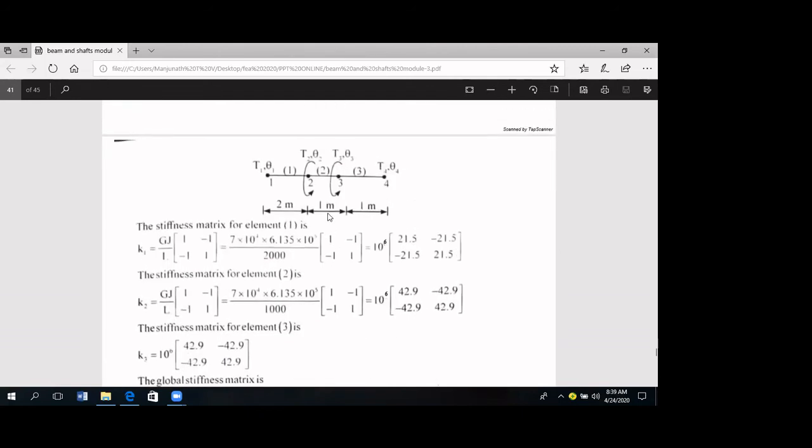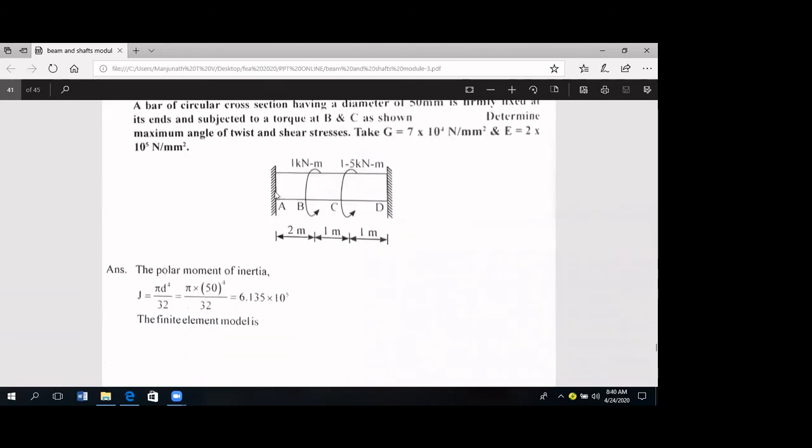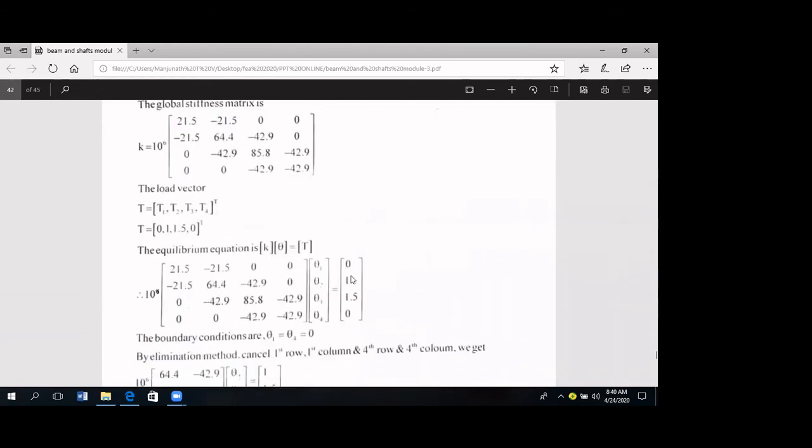Load vector means at node number 2 there is a torque T2, at node number 3 there is a torque T3, but at node number 1 and node number 4 there are no values given in the problem. You can see here it is fixed only, no torque is applied. So the load vector for this is T1 0, T2 1, T3 1.5, T4 0. Okay, only the torque is applied at node number 2 and node number 3, so T2 is 1 and T3 is 1.5.